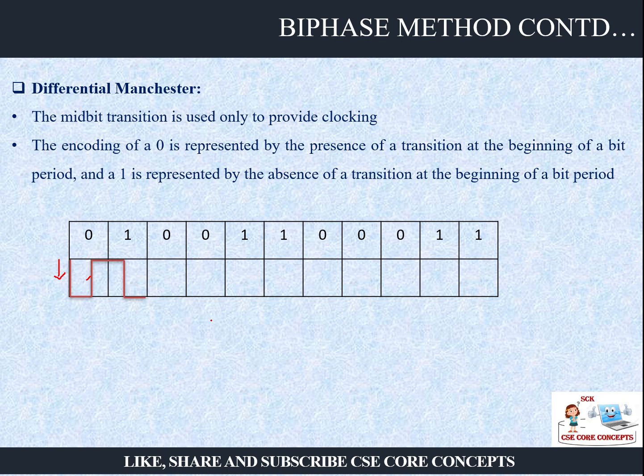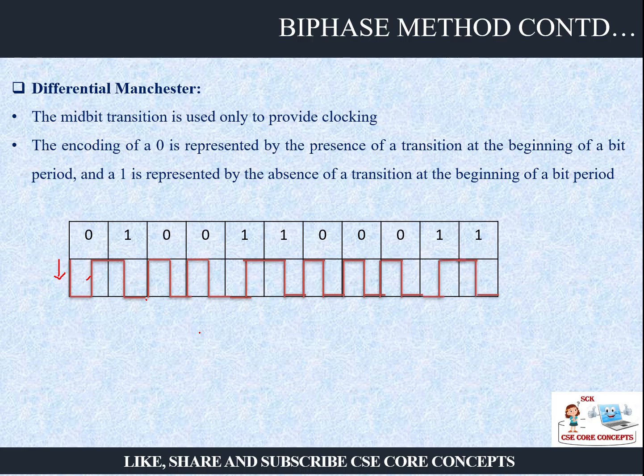Again a 0, so there is a transition. Transition means now the signal is at low. So it will go to high and then provide a clock. Then again a transition, because 0 is there, again transition and clock. 1 is there, no transition, only clock. Again only clock. Then transition and clock, transition and clock, transition and clock, no transition and clock, no transition and clock.